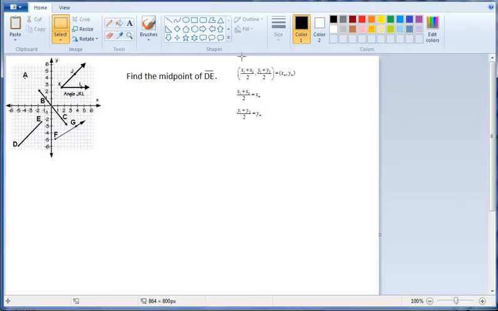Now, I went ahead and put the midpoint formulas right over here, and I wrote it in a couple different ways. First off, that's just the simpler way. And then I separated it because that equals xm and that equals ym. So you can write it either way. So I'm going to find the midpoint of DE. Before I find the midpoint, though, I need to know the coordinates I'm working with.